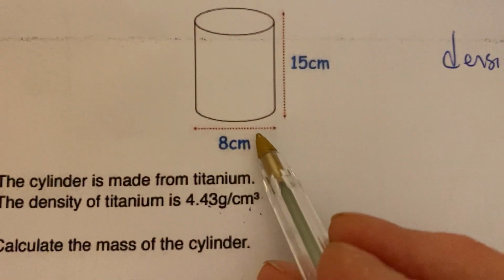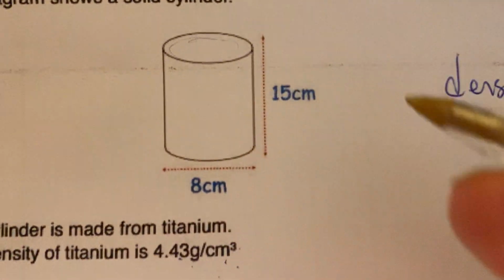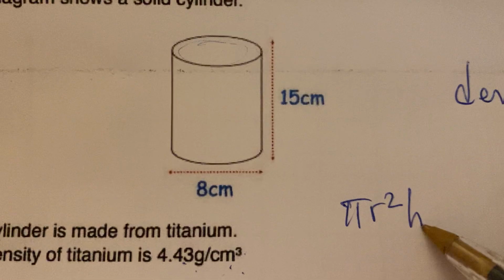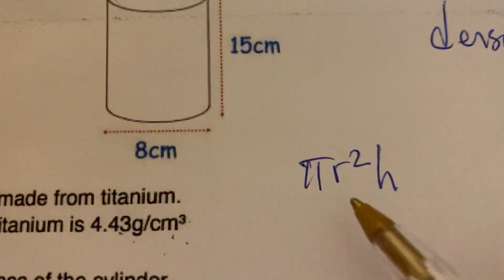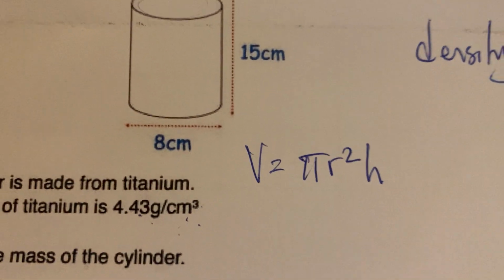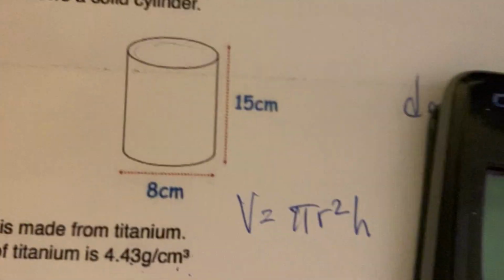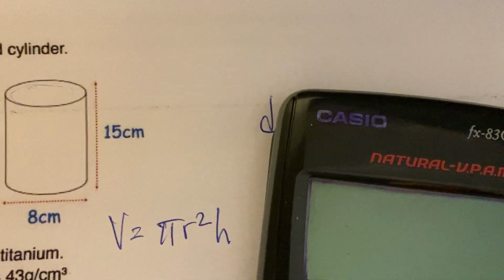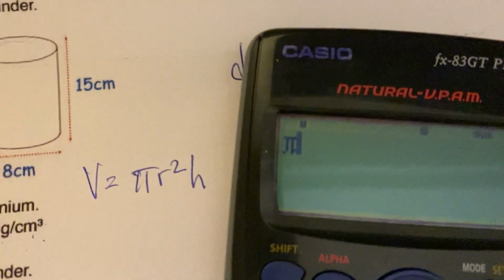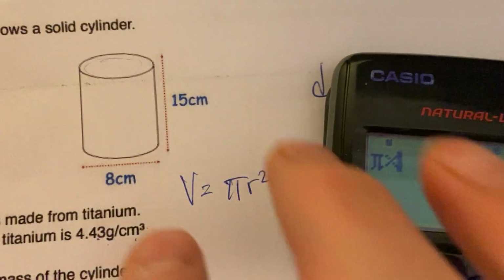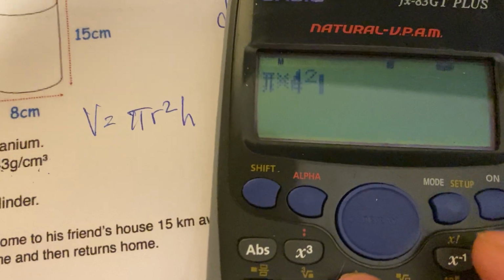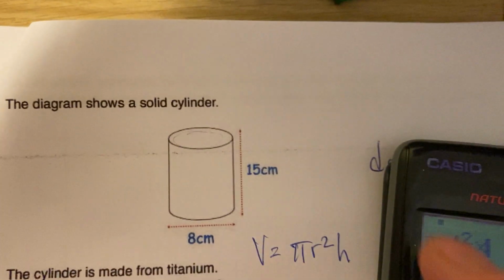Well, this is a cylinder. It's got a circle at the top. So that's pi r squared for the circle, times it by the height. And that gives you 3 dimensions. That's your volume. That's what your volume equals. So on my calculator, what I would do is I'd say, right, it's pi, shift pi, times the radius. Now, if the diameter is 8, the radius is 4, so it's 4 squared times 15.